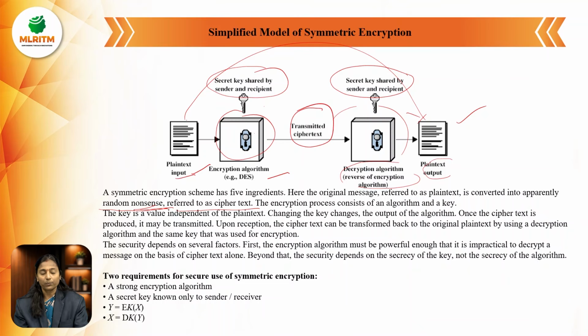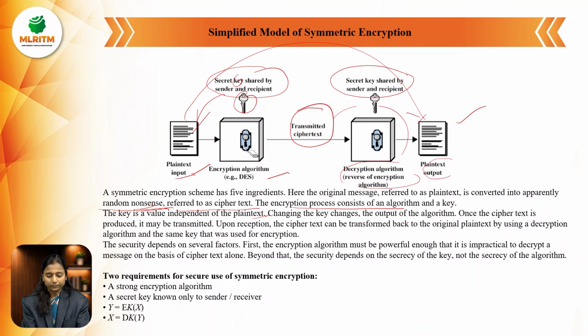The encryption process consists of an algorithm and a key to transform the plain text into the ciphertext. Then the key is independent of the plain text. Whatever key has been shared by the sender will be independent of that plain text. This key and this plain text will not be in the same format. It is totally independent.